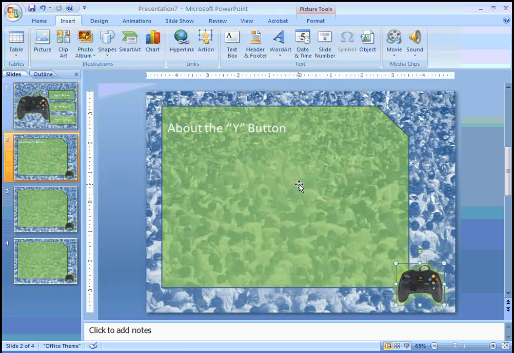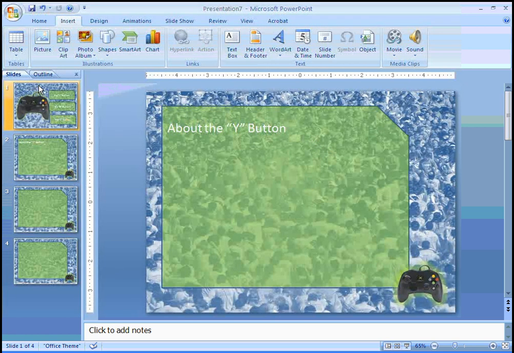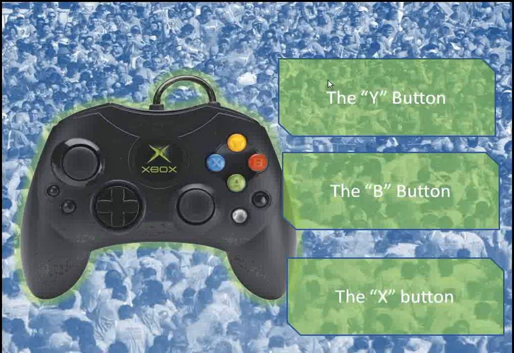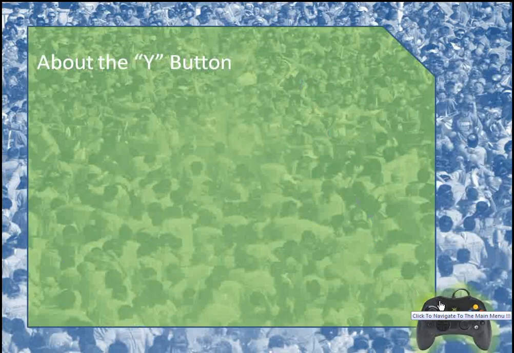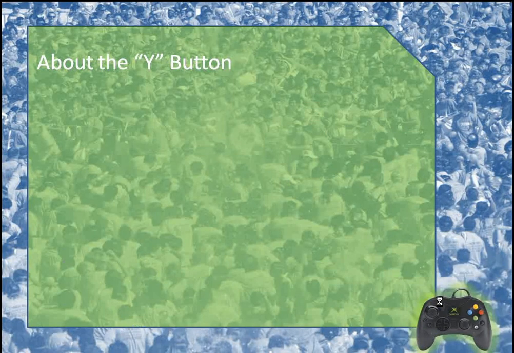Click there. And now that'll work. If we went and previewed our slideshow, we would now be able to roll over this. And click. And that'll navigate to slide 2. Click here, and we'll navigate back to the main menu.